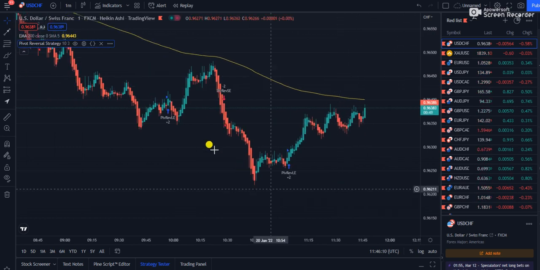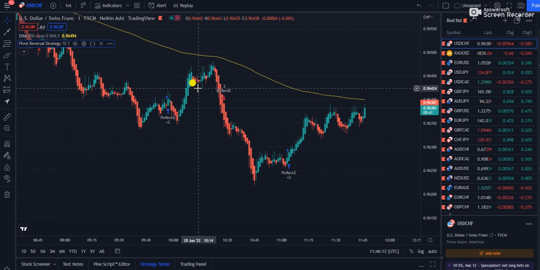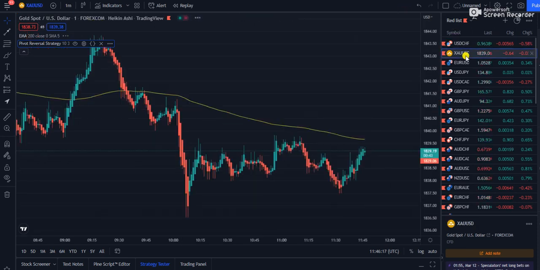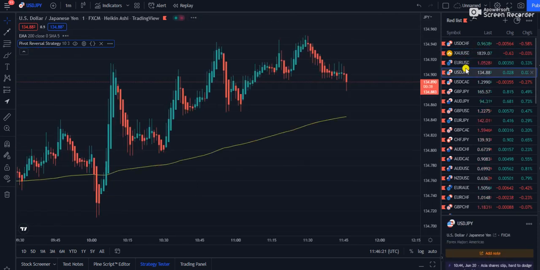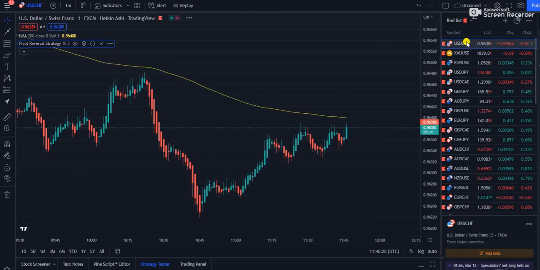Okay, now you can see that I have removed so many fake signals that were given by the pivot reversal strategy, because these are the best settings that I can advise for the pivot market. Okay, now let's talk about what the strategy is.